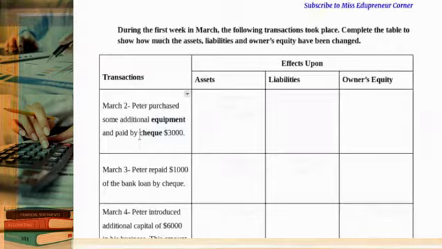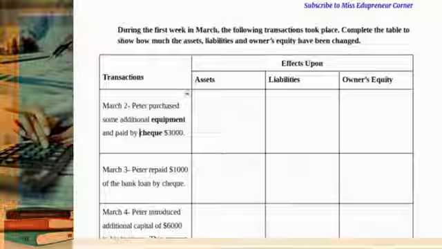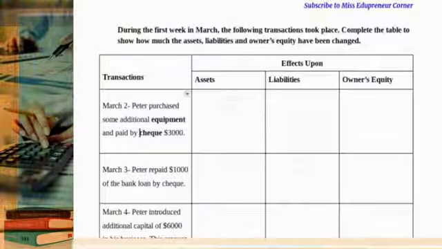So now we are to see whether these items will increase or decrease as a result of the transaction that would have taken place. If Peter purchased some additional equipment, this means that equipment would be increasing in the business. So hence, equipment is an asset. So we need to come to the asset section of the table. We're going to place a small plus to show that equipment is increasing, and then by how much. So plus equipment, $3,000.